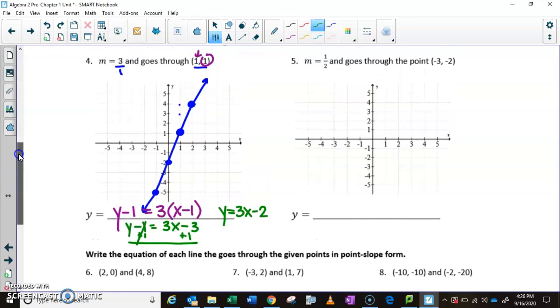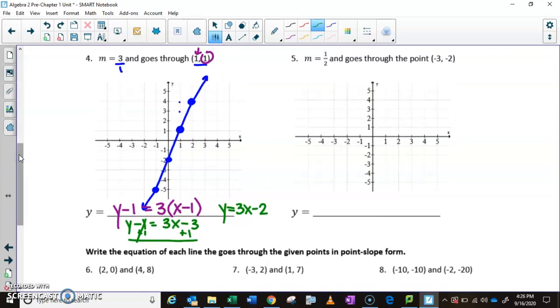Okay, pause the video and try number 5 on your own. All right, let's take a look at number 5. So we should have graphed my point first, -3, -2. From there, the slope is 1/2, so rise 1, run 2, rise 1, run 2, up 1 over 2. You can do that as many times as it fits on the graph, and down 1, back 2. So we can see what our sketch should look like.